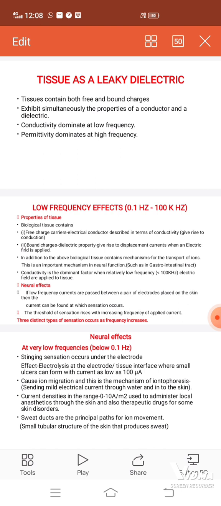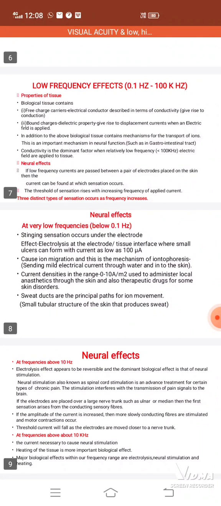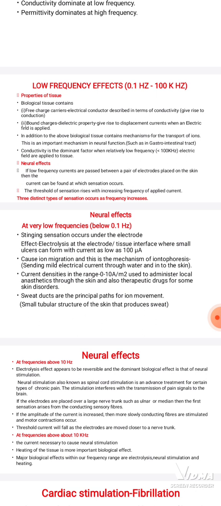Next we can see about the neural effects. If a low frequency current is passed between a pair of electrodes, then sensation occurs. The threshold of sensation arises with increase in frequency of the applied current. Three types of sensations occur as the frequency increases. First, at very low frequencies, that is below 0.1 hertz, stinging sensation occurs under the electrodes.